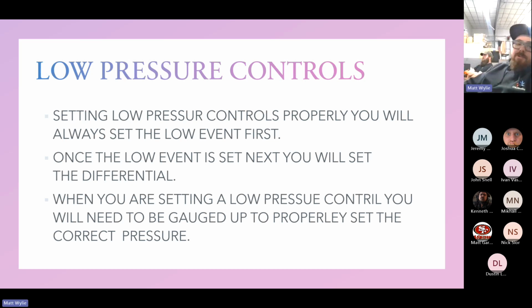Low pressure controls. So, setting low pressure controls properly, always set the low end first. Once the low end is set, then you will set the differential. And you always want to make sure your gauges are on too, because you don't want to just go by the pressure reading of the control itself. Then you will set the low pressure gauged up.